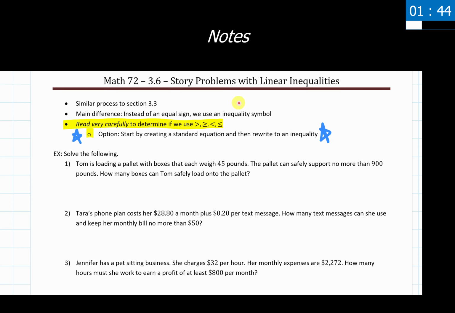This specific difference that we have between our previous sections and now is that instead of having an equal sign showing up in our problem, we are going to have an inequality symbol showing up. So that's our greater than or equal to, less than, and less than or equal to symbol showing up here.